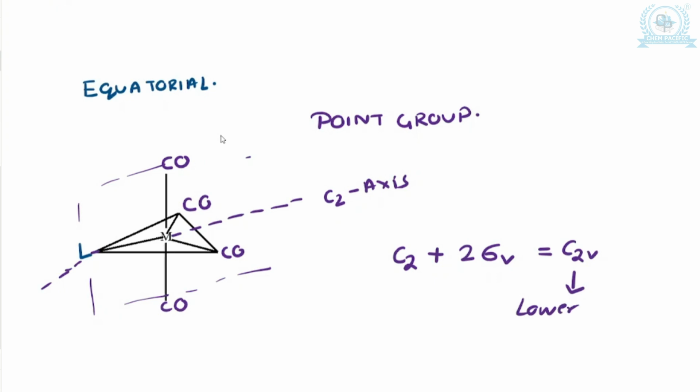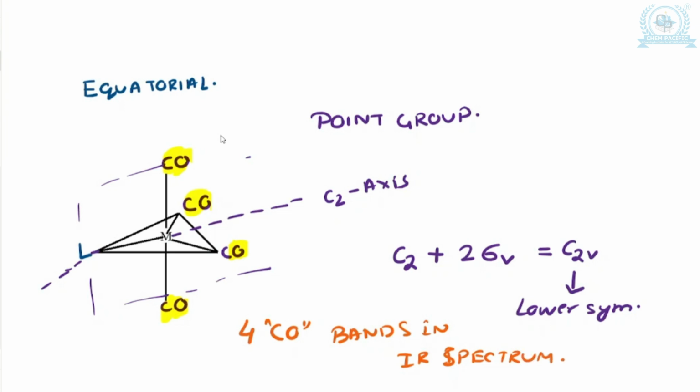And as already discussed, अगर C2V या CS होता है then the total number of bands will be equal to the total number of CO ligands. यहाँ पे CO ligands है 1, 2, 3, 4. Since there are 4 number of CO ligands, you will be getting 4 CO bands in IR spectrum. So I hope this is clear to all of you.